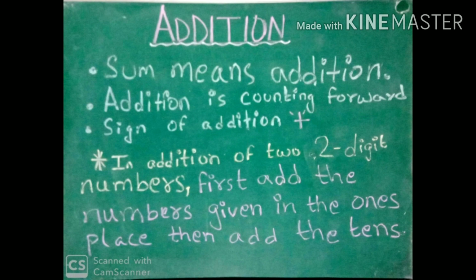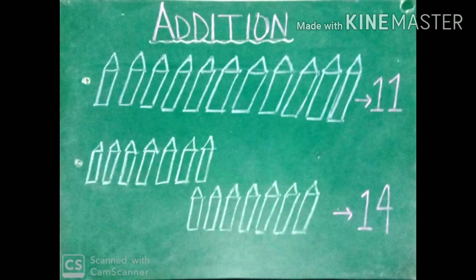The sign of addition is this, plus. Let's see some examples. For example, there are 11 long pencils drawn in the image and 14 short pencils. How many pencils are there in all? We have to see how many pencils are there in all.